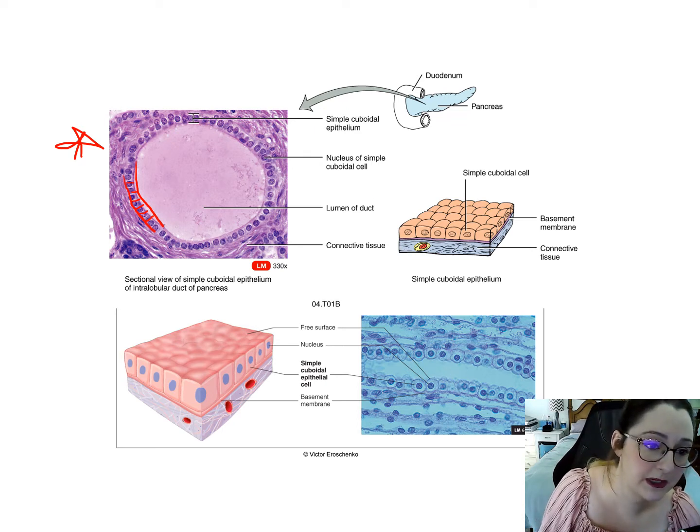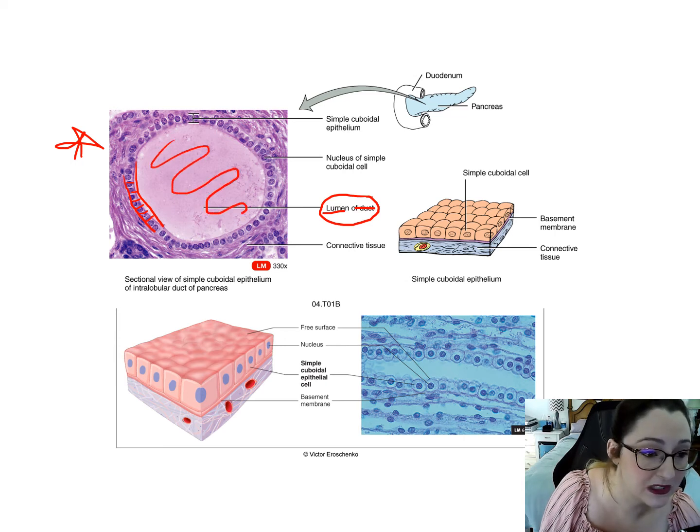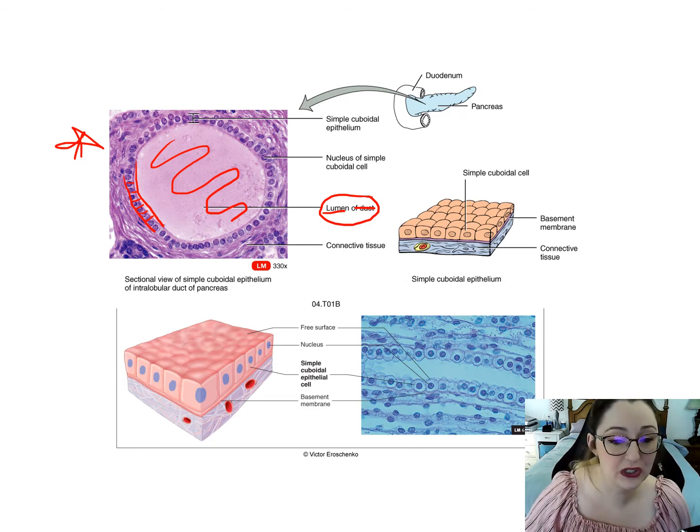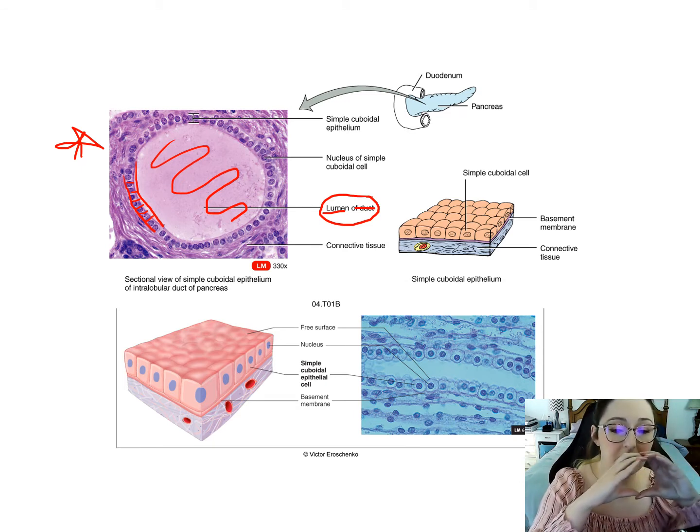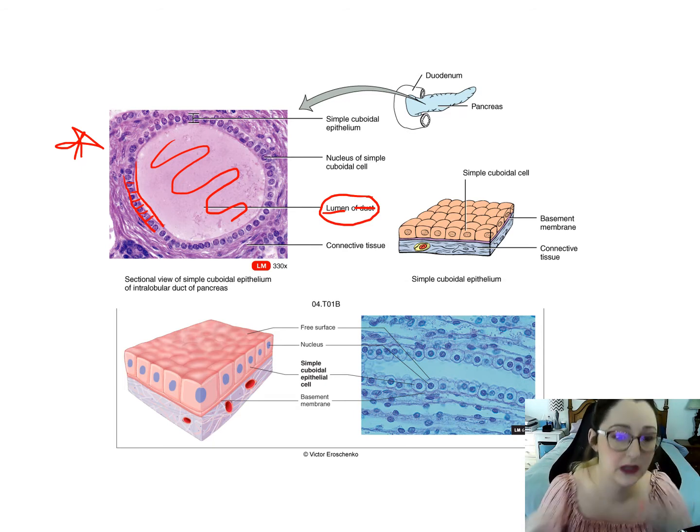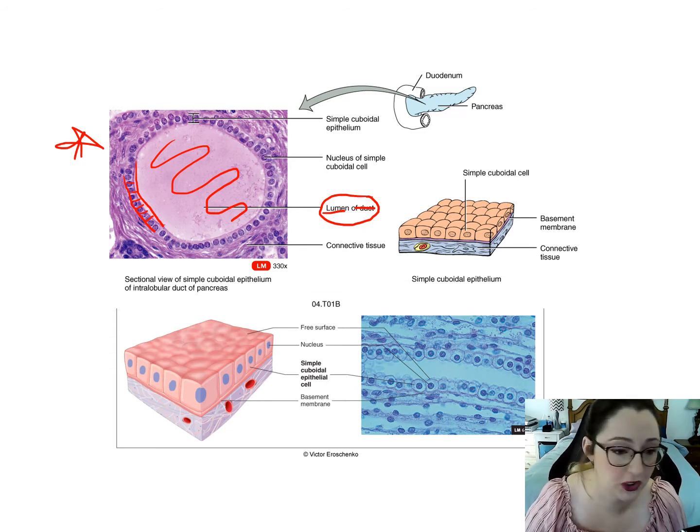Now there's a term here I do want you to know. You can kind of ignore that. Specifically the lumen. So that is this empty space right here. So this is, if you had a cylinder, it's the middle, if the middle was hollow. So that is called the lumen. It's just an open space.